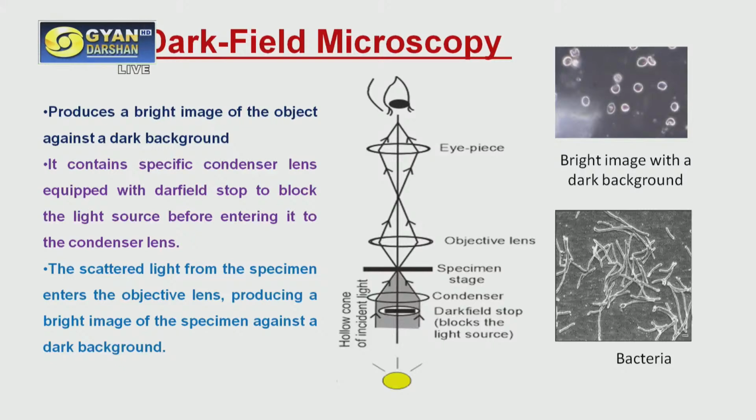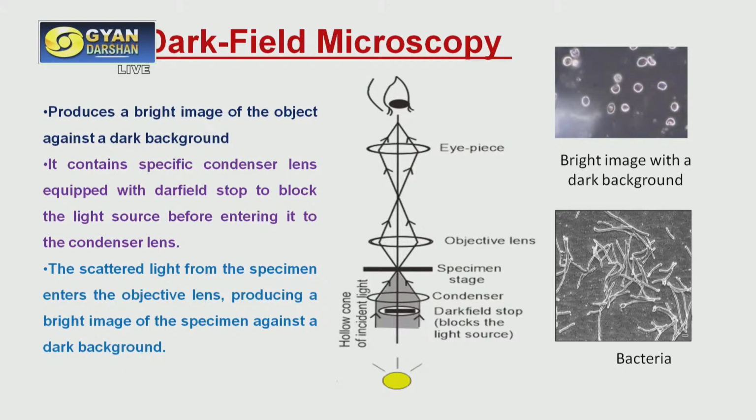So here you can see the bacteria image. Here you can see the bright image of the bacteria against the dark background. You can also see something like plant spores here. You can see they are showing a bright image. So we can see this kind of biological specimen under the dark field microscope.